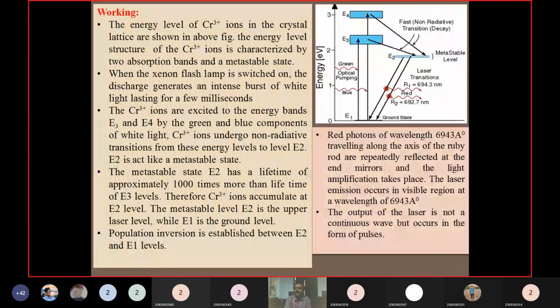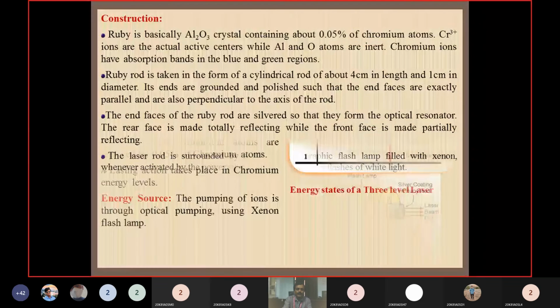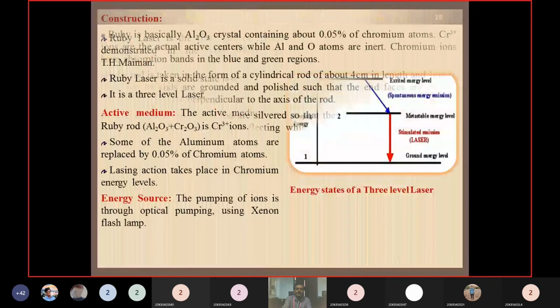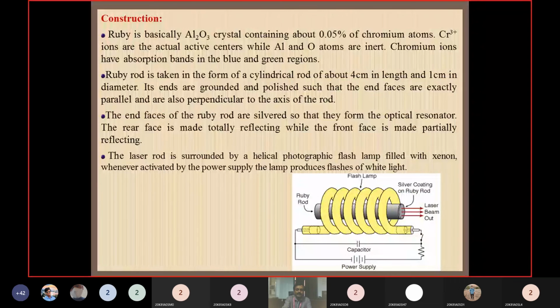Now the working. How much time is there? We'll discuss the working next class. So this is about the ruby laser, this is the construction of the ruby laser.